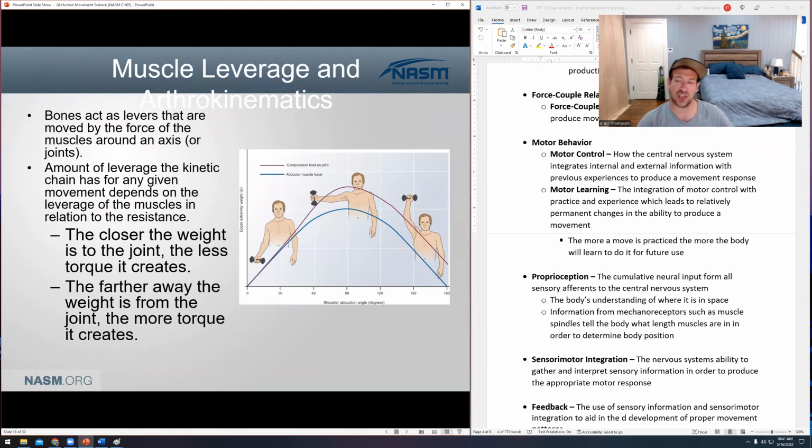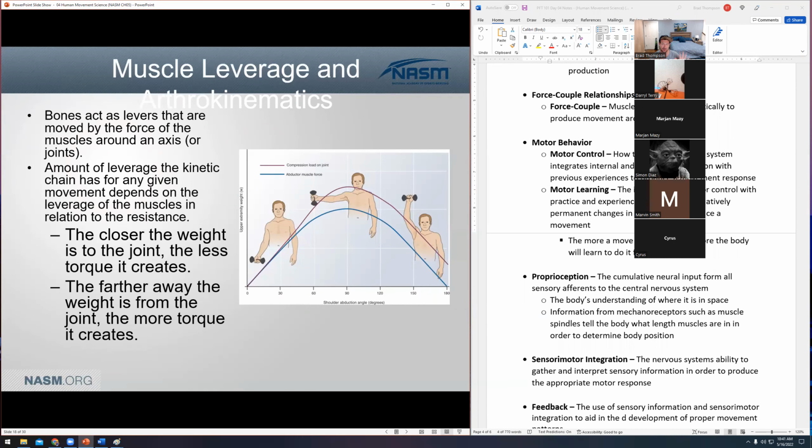Now when we're talking about leverage and stuff, we've talked about this in other classes and we'll talk about it more in different classes than this one. But there is a little bit of leverage. The further away the weight is from where you are moving the joint, the less leverage you have, and it creates what we call torque. So the further away something is, the harder it will feel because there's more torque.